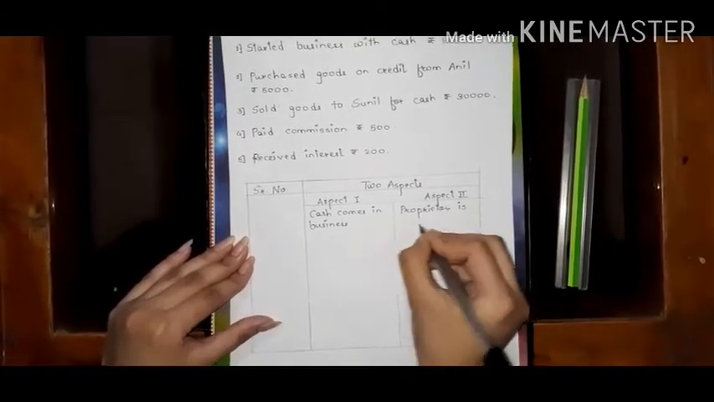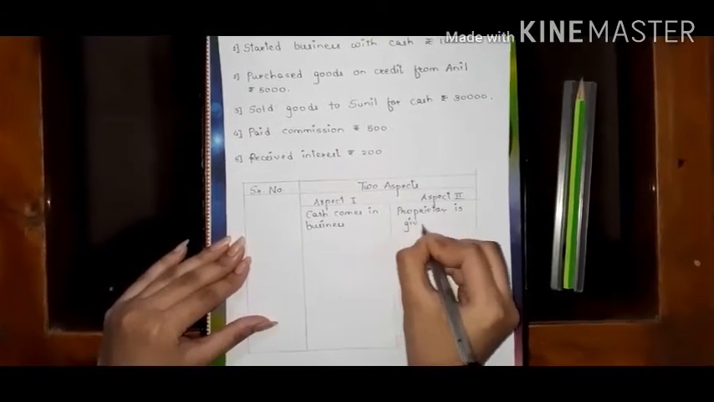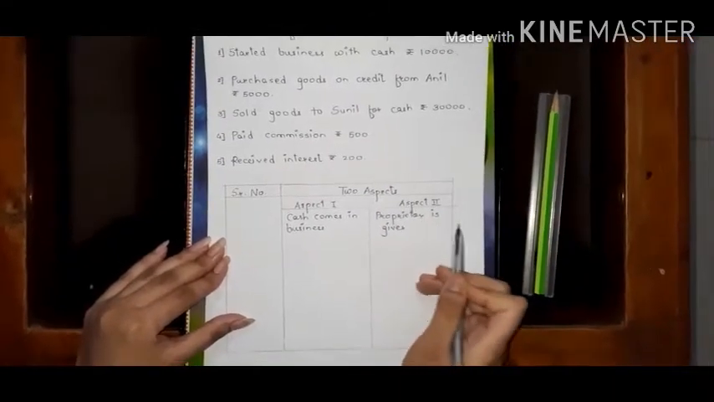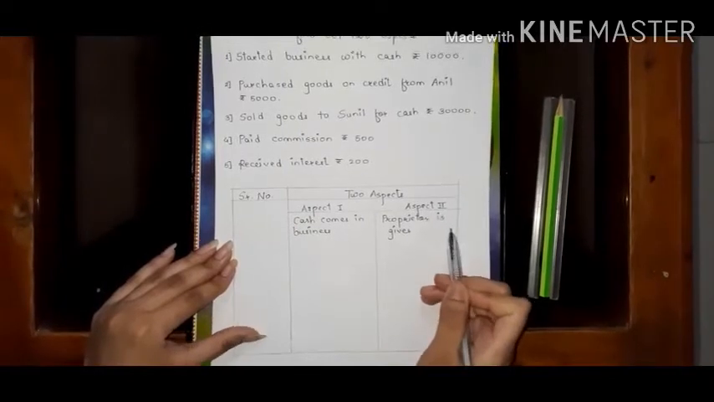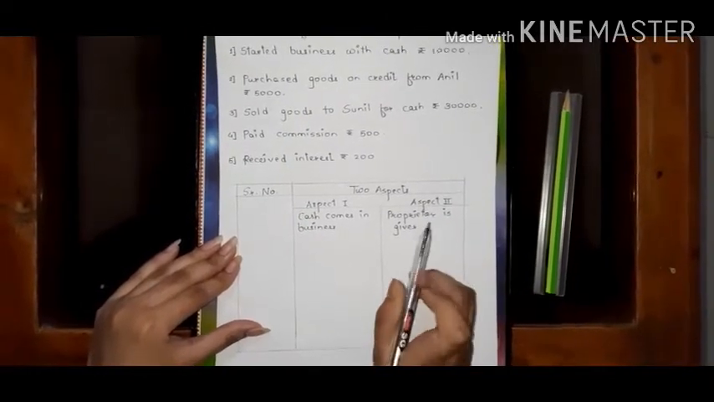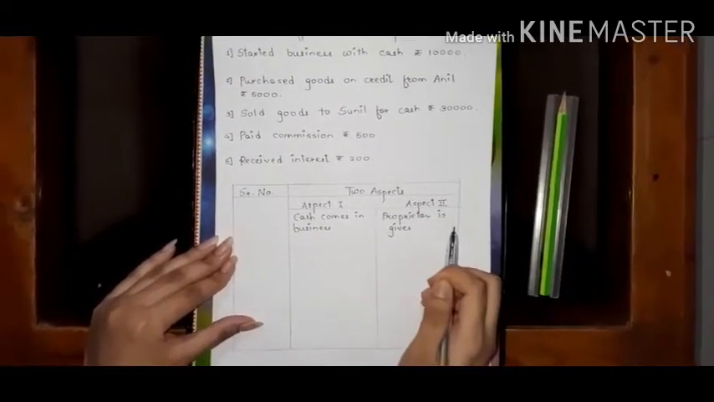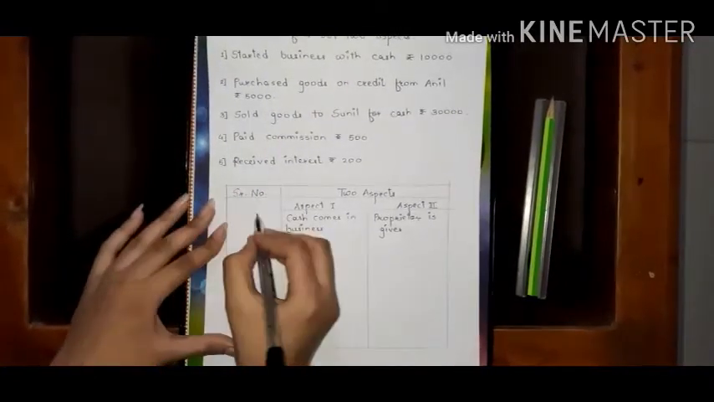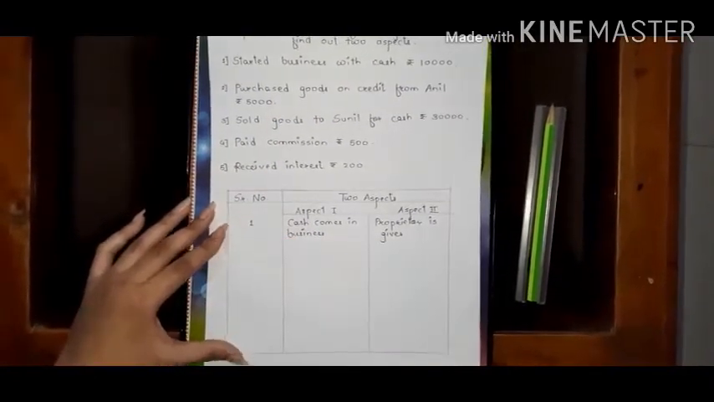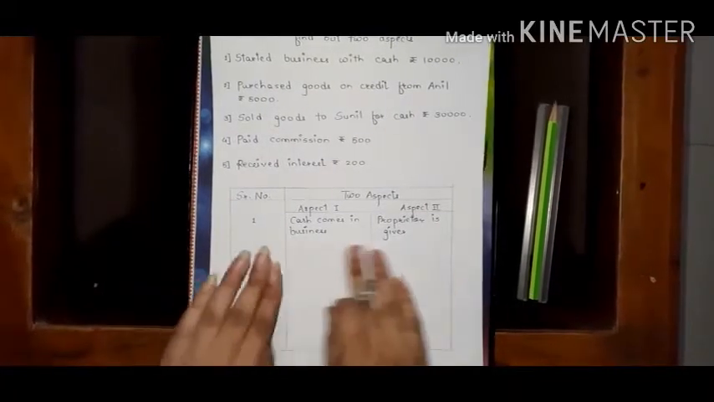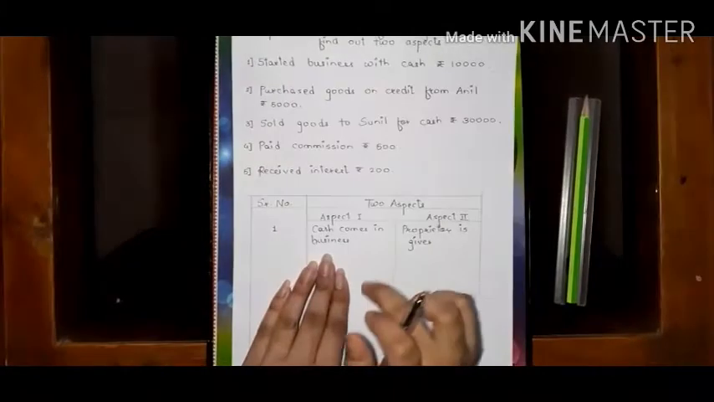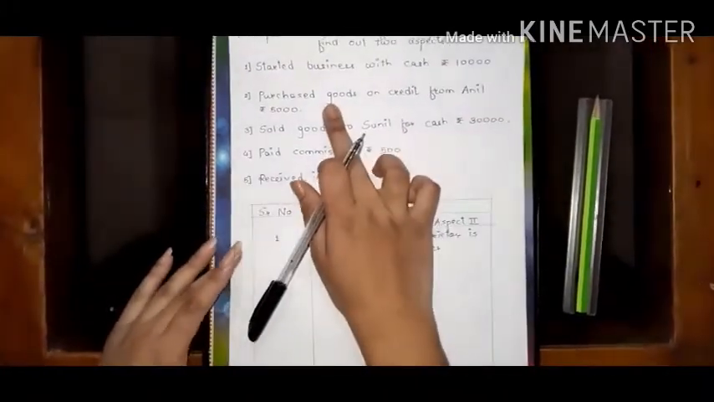Proprietor is giver. Proprietor means owner or a businessman who has invested money into the business to start the business. We call it capital. Okay, this is the first serial number over here. This is the first transaction. We have to find out two aspects in this first transaction. So let's take the second transaction.